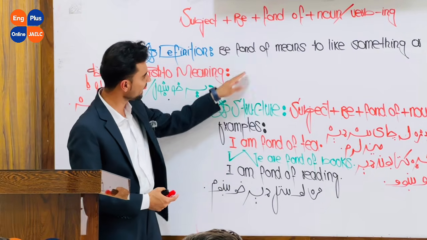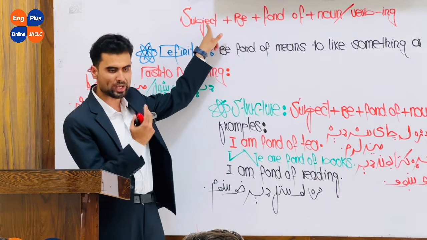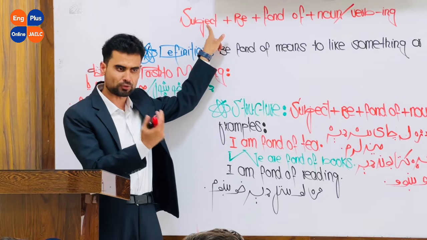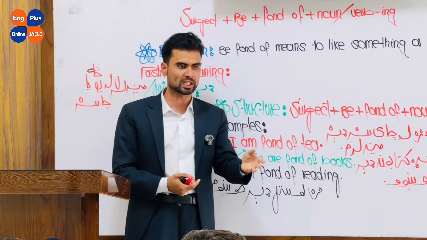Here, first of all, I have already written on the structure: subject. We have 7 subjects or subject pronouns: I, we, you, they, he, she, it.